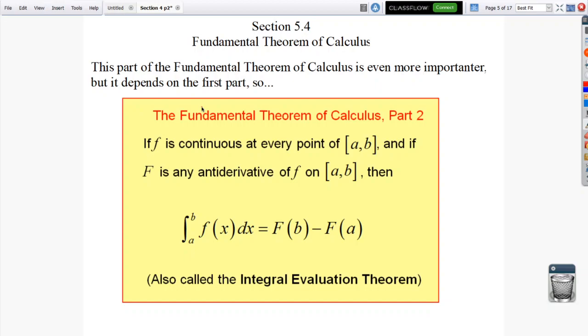Now I do want to point out some things here. First off, since we're talking about capital F of b minus capital F of a, it is in the theorem, but note that these are our antiderivatives.